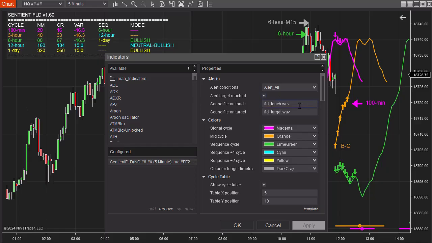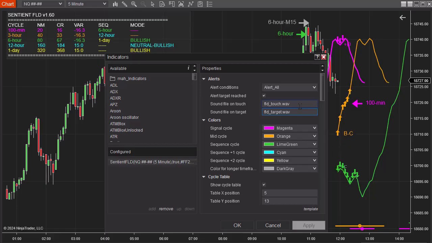The other settings for our alerts are sound files that will play when either the FLD is touched, that's the touch alert sound file, and then we have a sound file that will be played when a target is reached. Now, by default, these sound files have been provided for you, and when you installed the Sentient FLD indicator, they were installed to your system. If you would rather have a different sound file played when the alert occurs, then get in touch with support and we will explain where to place your sound files in order for that to happen.